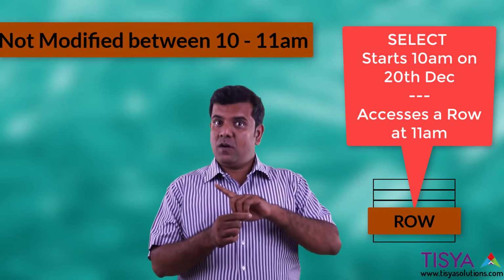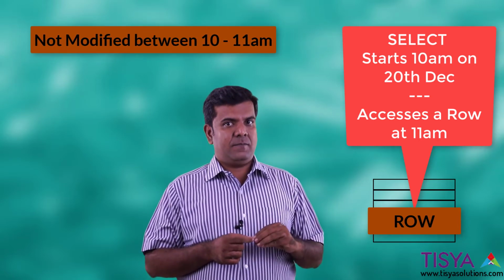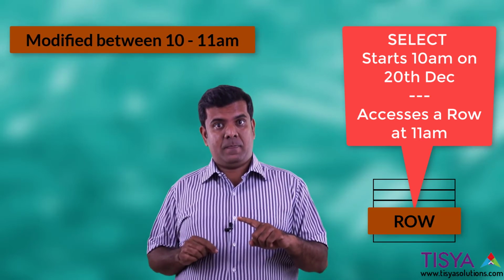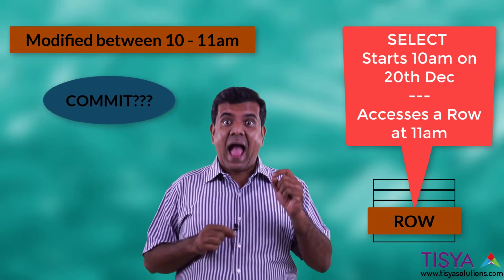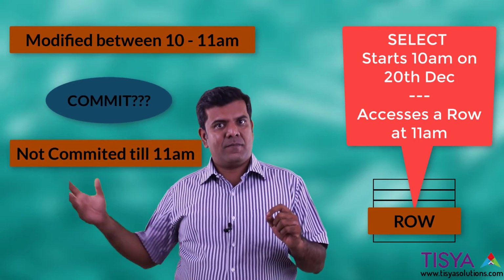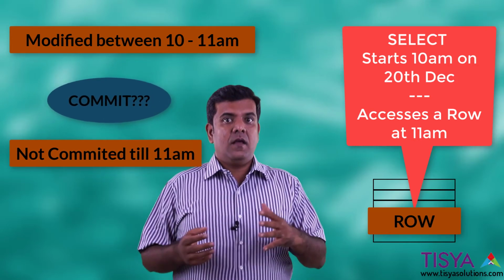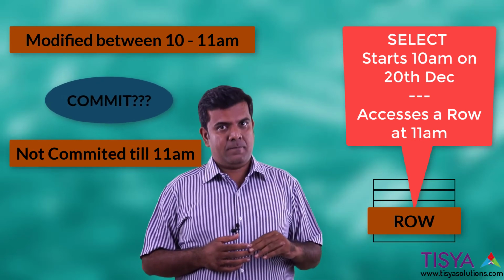When that row is identified in the database, the user should get the result as it existed at 10 a.m. So there are two possibilities. Number one, this row was not modified after 10 a.m. Then it can give the data as it is. But what if this row was manipulated by any other user? Now the catch is, has the other user committed as of 11 a.m.? If the user has not committed, then the task is pretty simple. Let the select statement get the data from undo and give it.